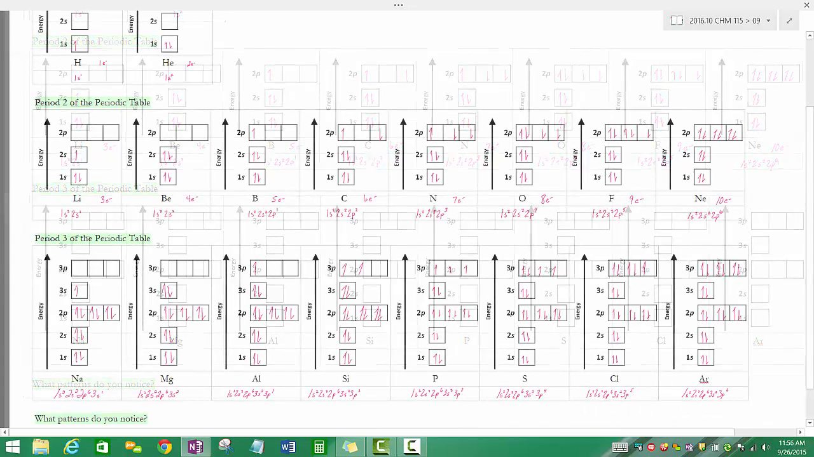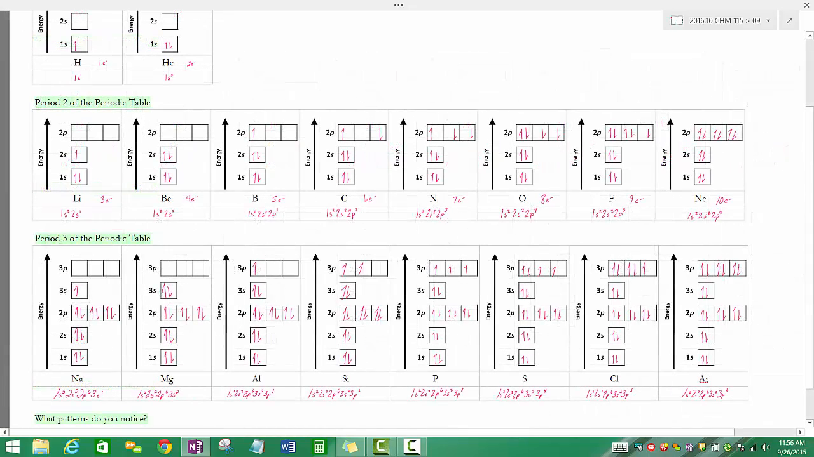I think I've done everything correct here. But what I want you to do is take a look at the pattern of filling here, especially between period 2 and period 3. You should notice that there are some certain things going on here that lend credibility to the quantum mechanical model as well as how the periodic table was determined from looking at chemical similarity. And so what we're going to do on the next page is look at some different types of things, and then we'll come back to the patterns.